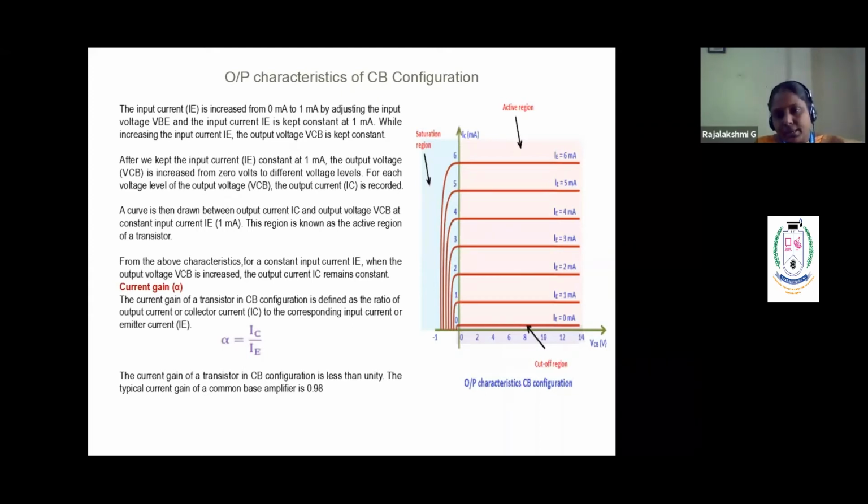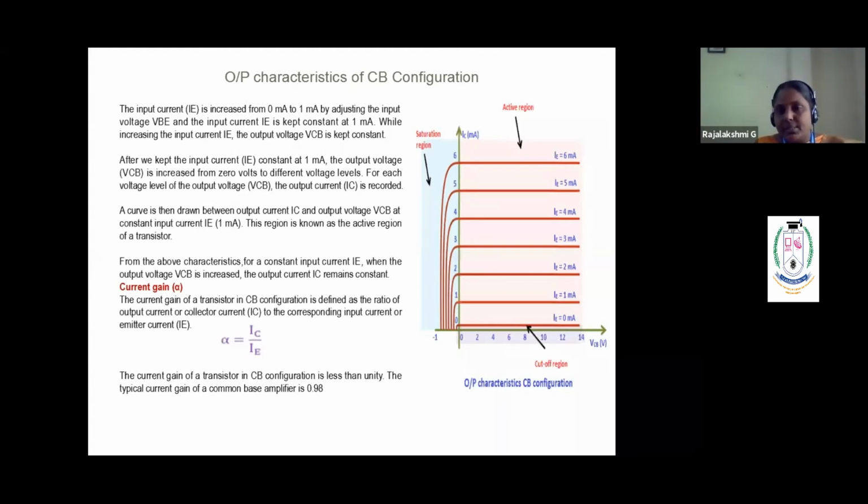It is almost on the x-axis because the input current is 0 milliamps. If the input current itself is 0 milliamps, there is no possibility of getting the collector current, right? Because it is a current controlled device. Depending upon the input current only, you can get the output current. So this itself shows that it is a current controlled device.